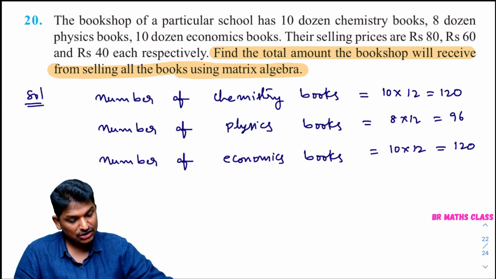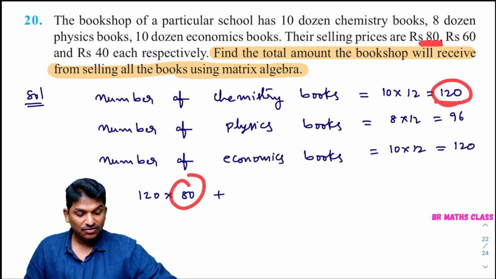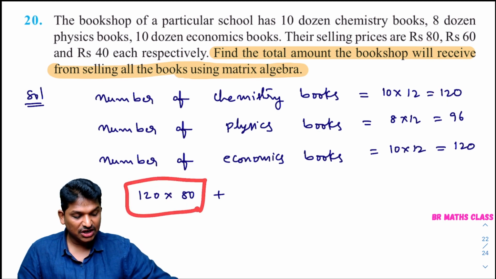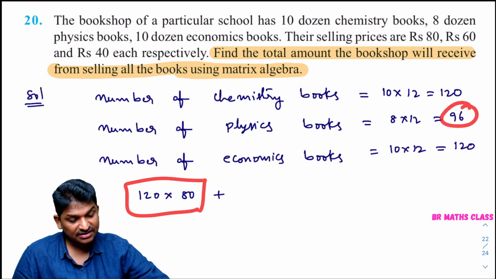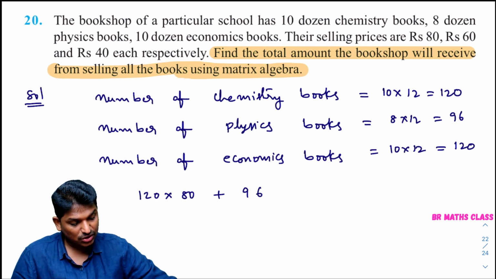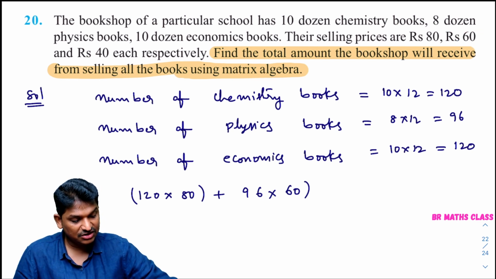Suppose he sold all chemistry books, 120 into 80, right? 120 books are there. Each book cost is 80 rupees. They are saying 120 into 80. This much amount the bookshop will get once he sells all chemistry books, right? How much amount will he get if he sells all physics books? Total 96 books are there. Each book cost is 60 rupees, so 96 into 60.